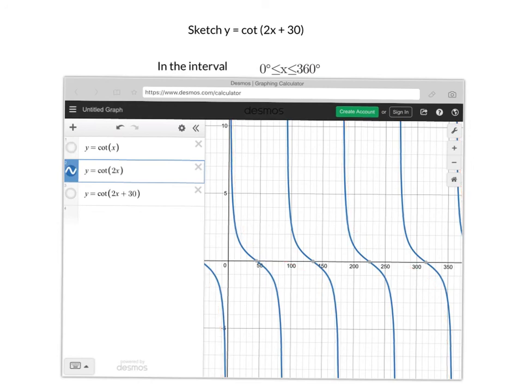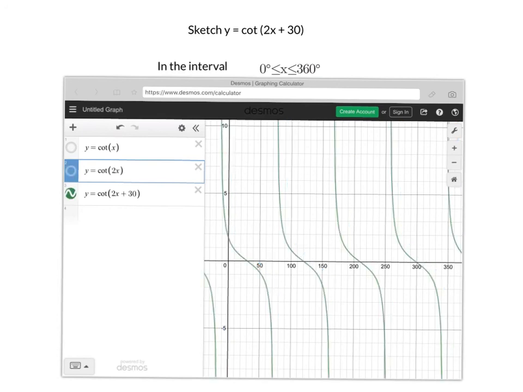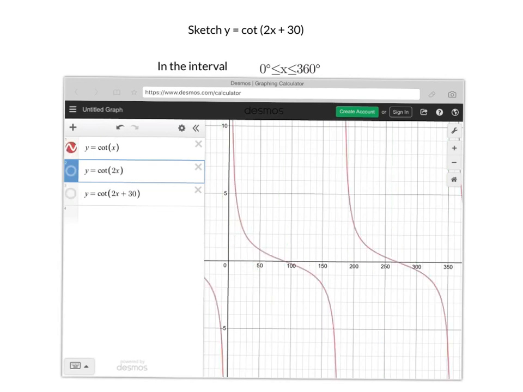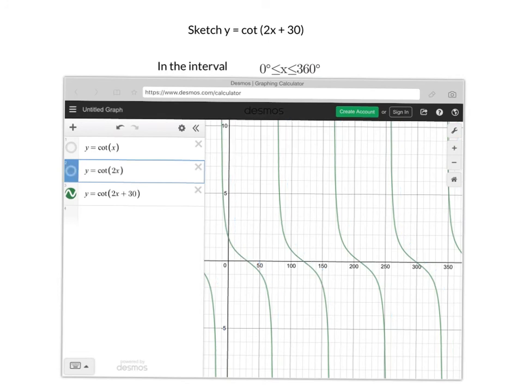Now look inside the bracket. I'm taking cot of 2x plus 30 now instead of 2x. So we know we're thinking translation, 30 degrees, but to the left. So the whole graph should move 30 degrees to the left, and there it is. So let's just recap that. Start with cot, stretch scale factor a half, parallel to the x-axis, and then let's move it 30 degrees to the left, and there you go.